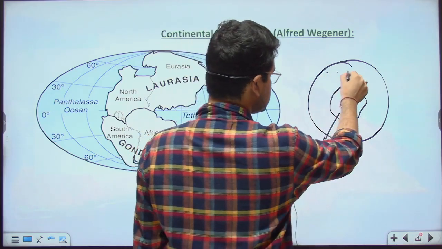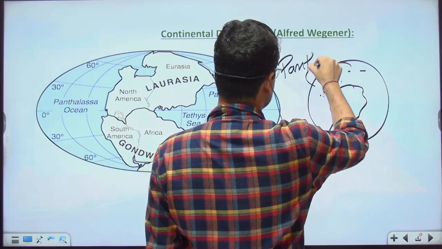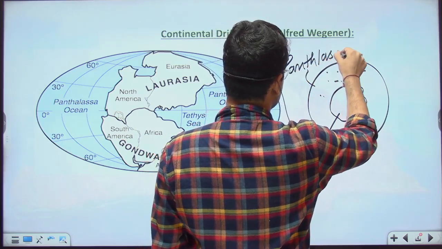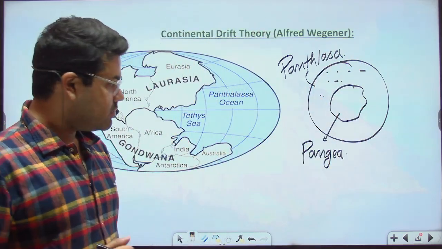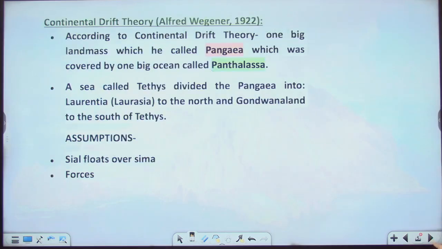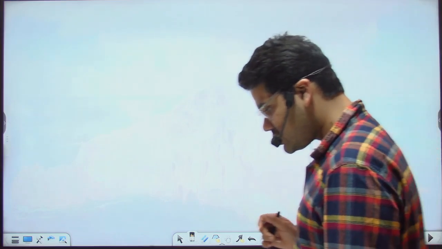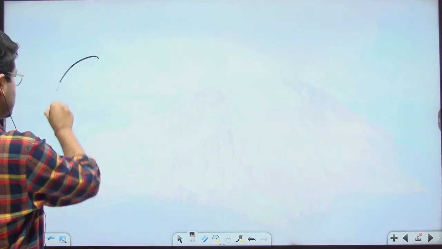and there was only one ocean body. Its name was Panthalassa. Pangaea and Panthalassa. Now, what happened? He assumed certain forces. What were the certain forces? He made certain assumptions. He said multiple forces were acting on this Pangaea and Panthalassa.